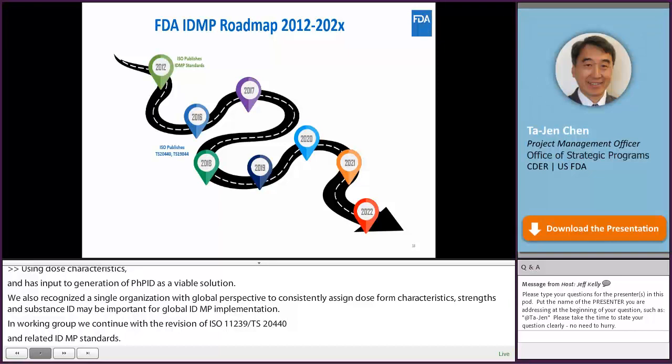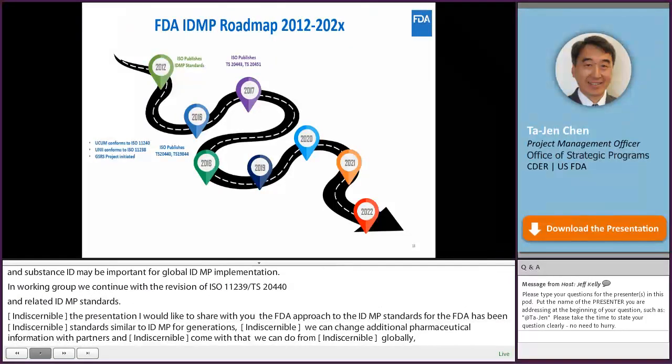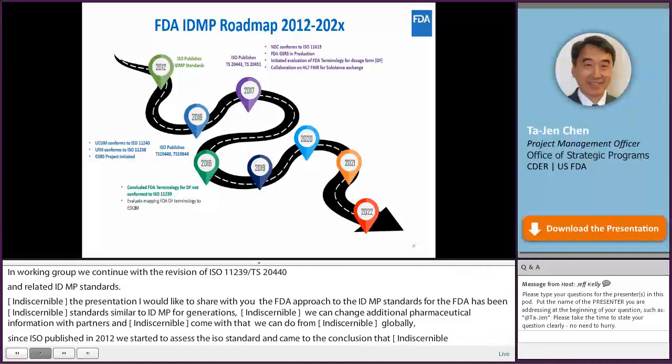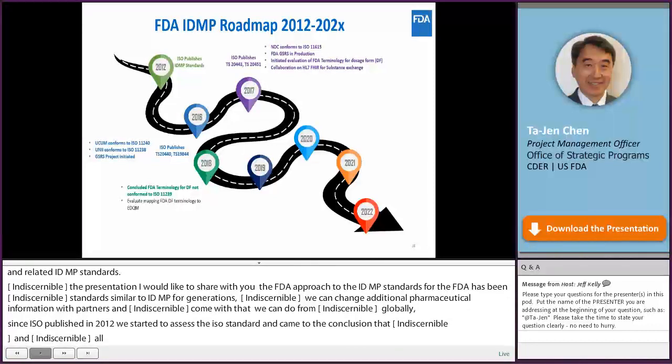Since ISO published the IDMP standard in 2012, we started to assess the standards we have been using against the ISO standard, and we came to the conclusion that the UCUM code for unit of measurement, the unit for the substance, and the NDC code for medicinal product identification all conform to the ISO IDMP. And we are working with experts internationally to try to harmonize those for the global PhPID.